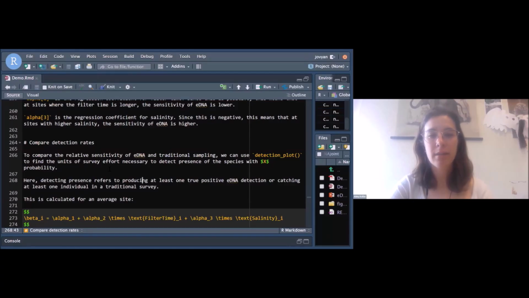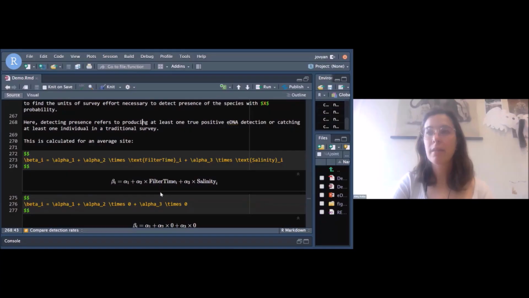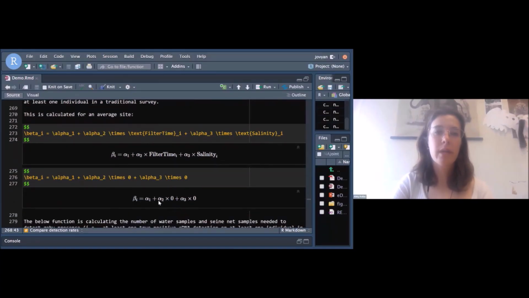And here when I say detecting presence, I'm referring to producing at least one true positive eDNA detection or catching at least one individual in a traditional survey. We can make this calculation for an average site. Again, if we think about the way that these covariates enter the model, and we normalized our covariate data, a mean site would have a filter time of 0 and a salinity of 0.